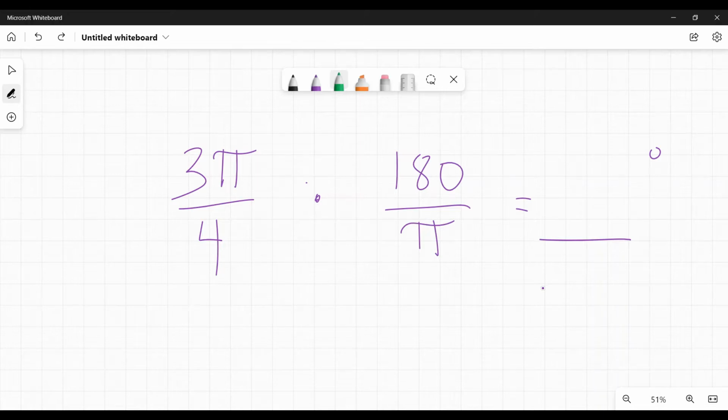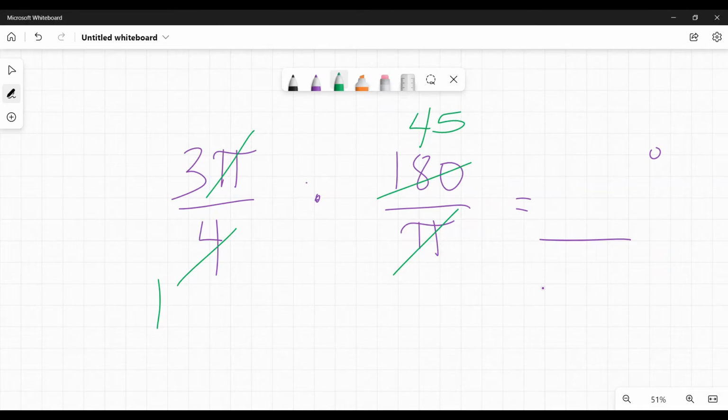Well, first off, pi. There's a pi on top and there's a pi on the bottom. Boom, be gone, pi. Then I see 4, I see 180. Those are both even numbers. Would 4 go into 180? At least 2 does. So I check, yes, 4 goes into 180. Hey, I can cancel out the 4 on the bottom. And how many times does 4 go into 180? It goes into 180 45 times.